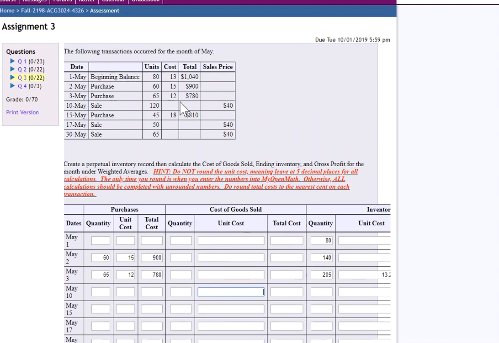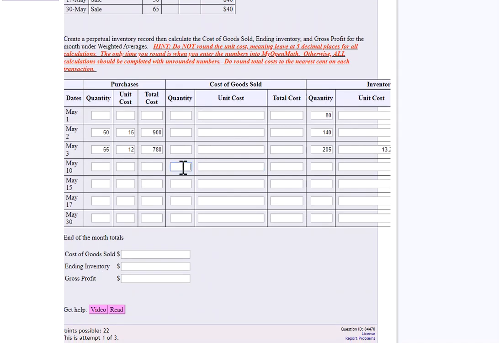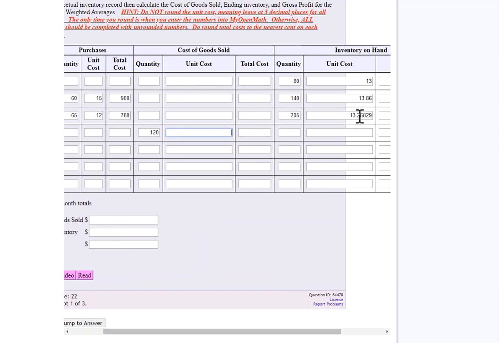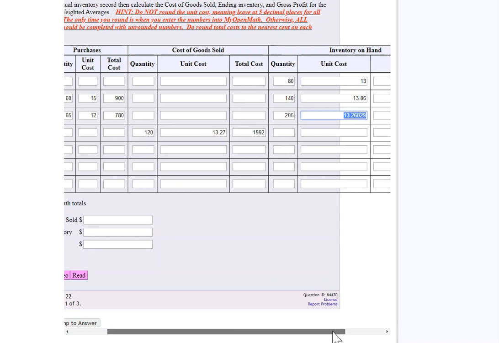Okay, so this is the entire number that I will use when I calculate my unit cost here when I sell 120 units. So I assume that I am selling 120 units that have an average cost of 13.26829. So take that whole number, multiply it times 120, and we will get a total cost of 1592. Okay. And then that number rounded, I will enter over here. But I don't use the rounded number when I calculate my total cost. I use the full 5-digit number.